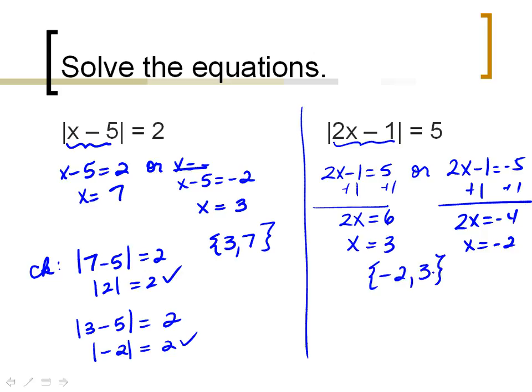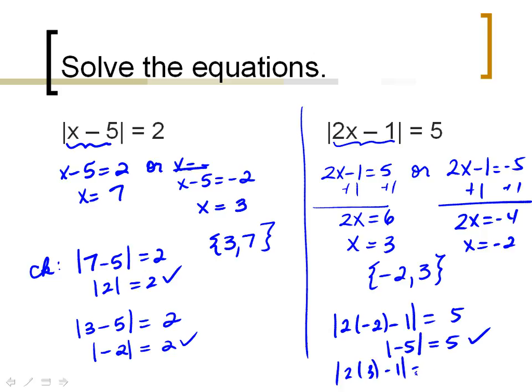And you could check by plugging in. If we plug in the negative 2, 2 times negative 2 minus 1, well, 2 times negative 2 is negative 4, minus 1 is negative 5, but the absolute value of negative 5 is 5, so that checks. If we plug in 3, 2 times 3 is 6, minus 1 is 5, and the absolute value of 5 equals 5, so they both check.